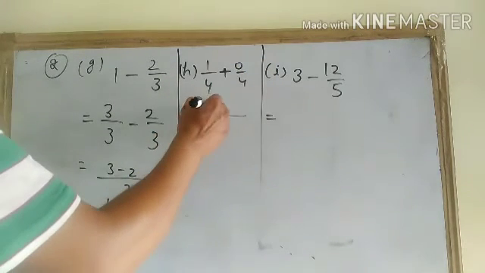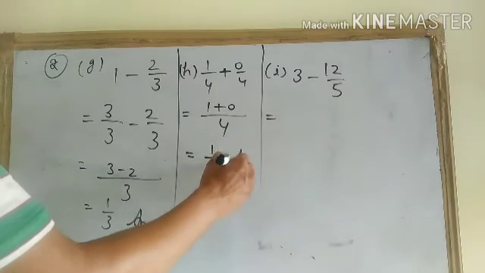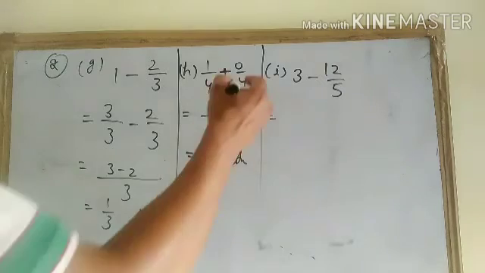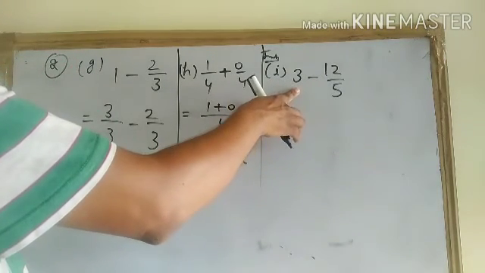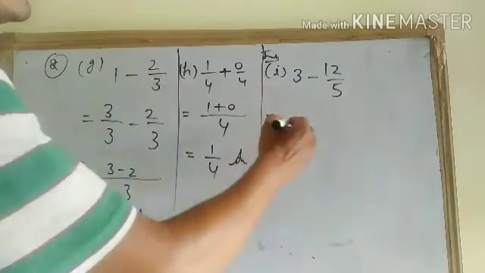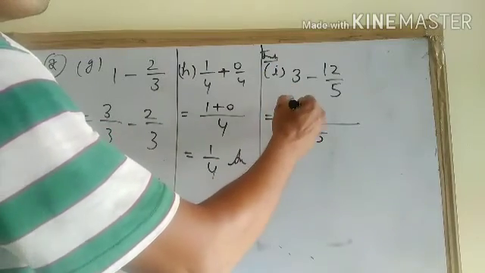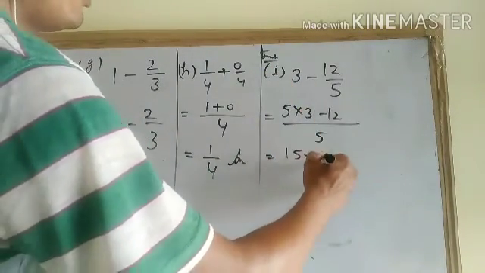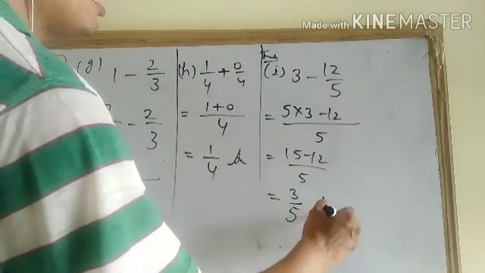4 is the LCM, then 1 plus 0, and you know 1 plus 0 is always 1, so we get the answer 1 by 4. But now the next problem is a very interesting one, and very important. Whenever there is a 1 here, you can write 5 by 5, but now there is no 1 here. In that case you will write 5 for one time, then this 5 will be multiplied by 3, and minus 12, you will get 15 minus 12 upon 5, then you will get 3 by 5. This is your final answer.